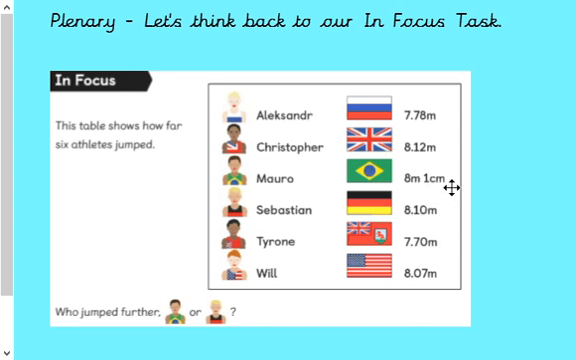Now I would take Sebastian here if it was me, and I'd be looking at this and I'd say, okay, 8.10 meters. Well, that's this. I'd be turning that into meters and centimeters. So I know that it's 8 meters, and I'd be then looking at these two digits here, and I'd be saying, okay, I know that 0.10 of a meter is 10 centimeters. So Sebastian then will have jumped 8 meters and 10 centimeters. And if I then compare that to Mauro, well, 8 meters and 10 centimeters is further than 8 meters and 1 centimeter. So Sebastian has jumped the furthest.